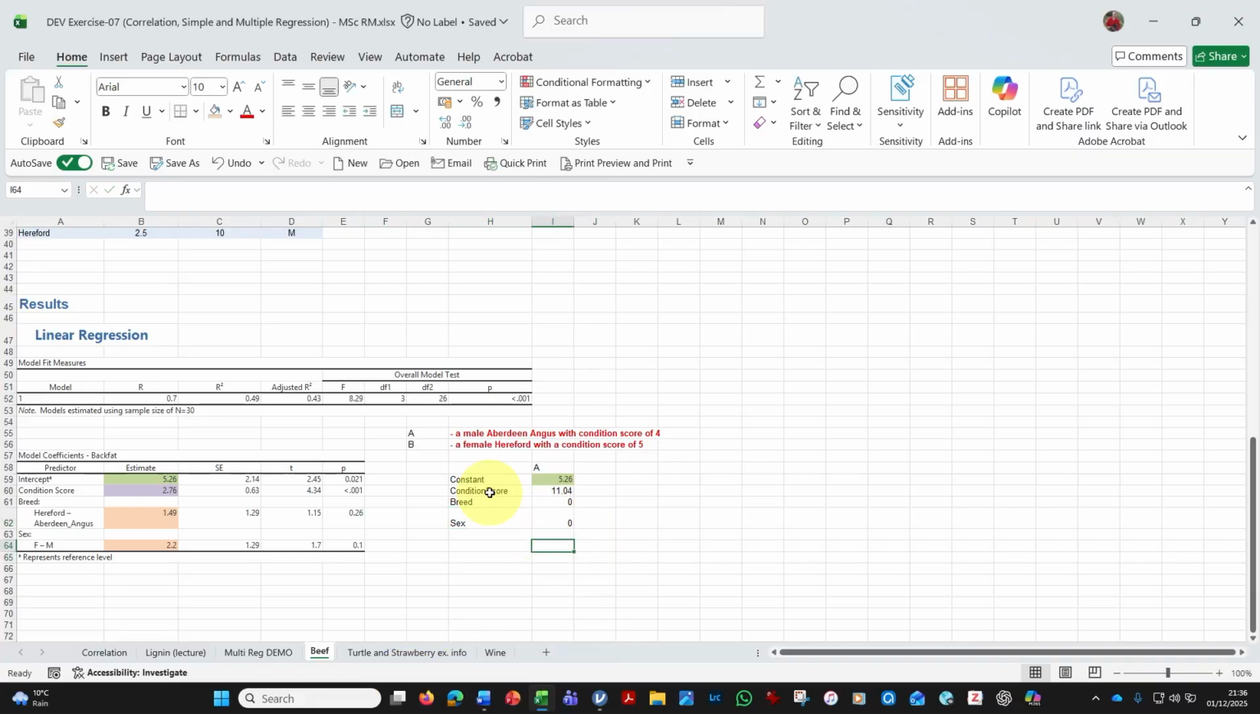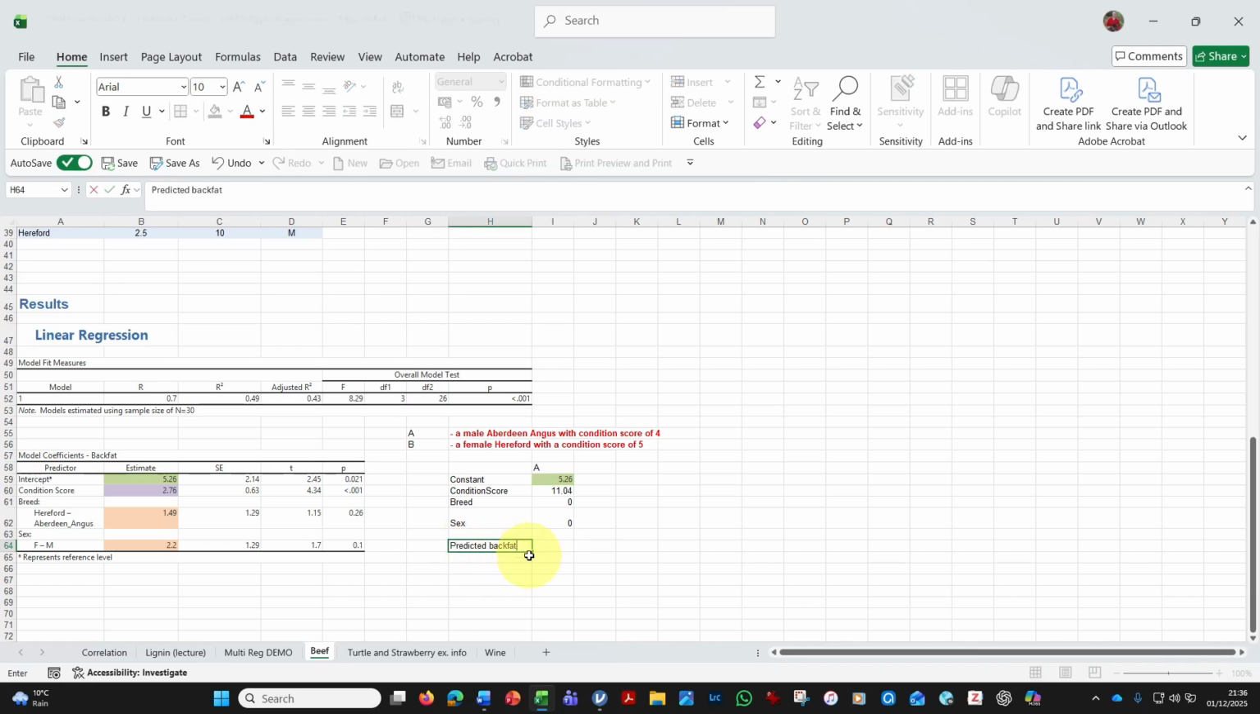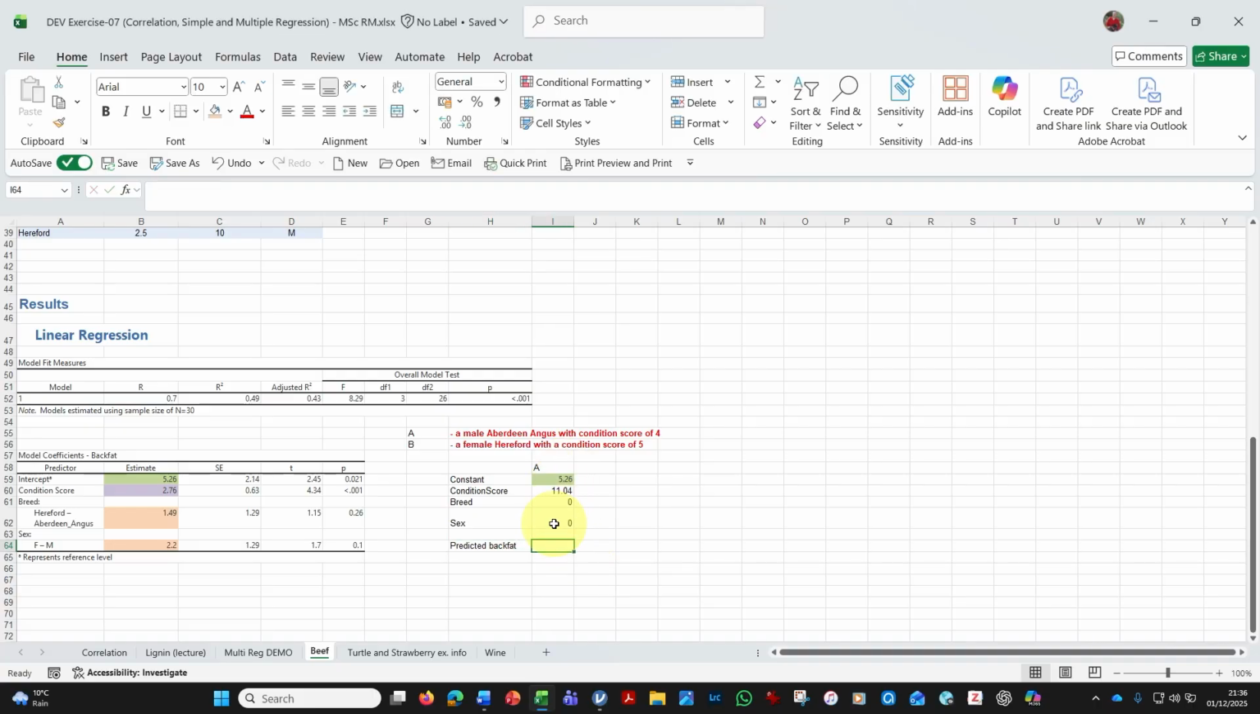So if I want to see what the predicted back fat is, it's the sum of all those. I can just hit that button, the sum, and it adds them all up. So that's my answer.